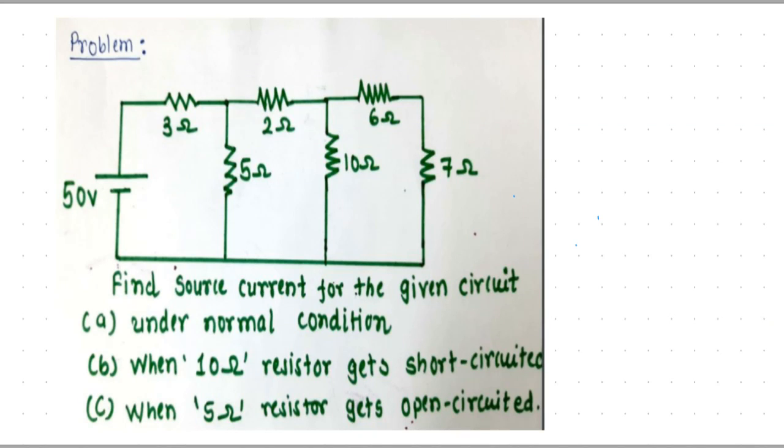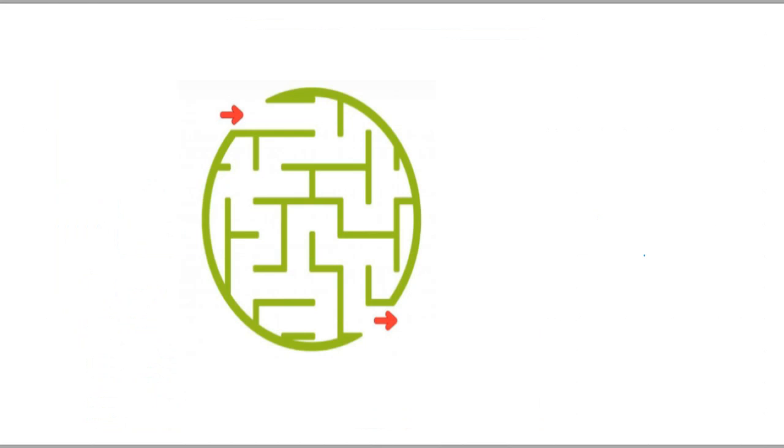In this video, I will show you how to solve series parallel combinational circuit easily. So here there are 6 resistors. They are connected in series parallel combination with 50-volt supply. Before starting with the problem, I will just show you this maze.